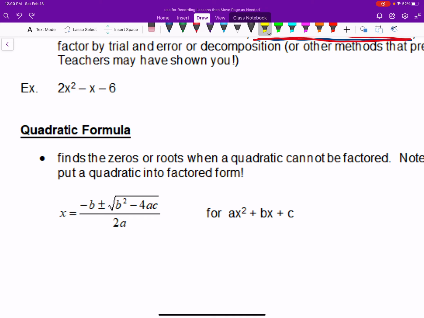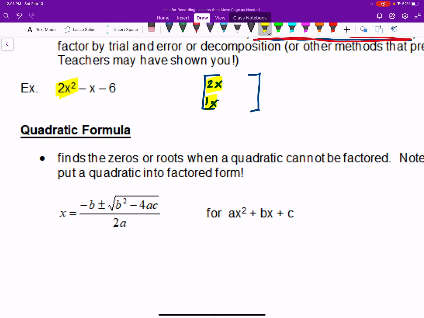So what I like to do, again, is trial and error. Here's how I set it up. I just use this little box method to organize my thoughts. So for this first term, the 2x squared, I think of multiples that would give me 2x squared. So obviously for the 2, I'm going to have 2 times 1. And for the x, I'm going to have x times x. So if I do 2x times 1x, I'm going to get 2x squared. And in fact, that's my only possibility for my x squareds, right? So that's what goes in the first part of this box.